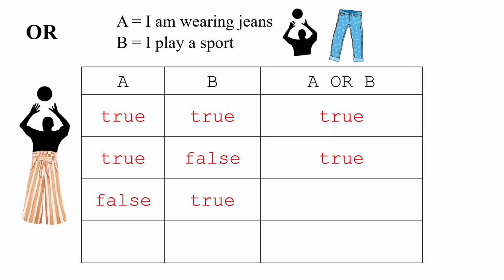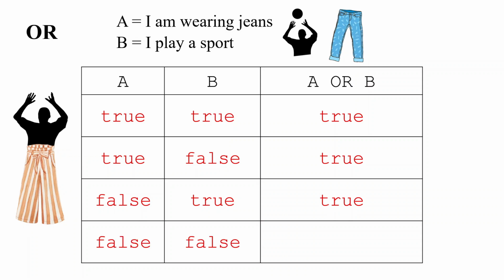What if you are not wearing jeans, but you do play a sport? Is that person standing up? And they are. Because of my language, I said or. And then last, if they're currently not wearing jeans, and they're not playing a sport, are they standing up? No. The only people sitting down in the situation are people who are not wearing jeans and do not play a sport. So this is a truth table, again, for A or B.